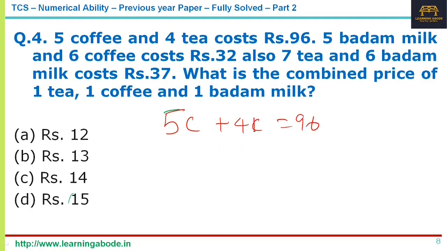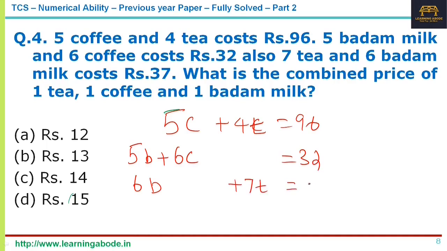5 coffee and 4 tea. Okay, and 5 badam and 6 coffee. Now that's equal to 32, and 6 badam milk and 7 tea, that costs 37. Okay, now what is the question asked is the cost of 1 tea, 1 coffee, and 1 badam milk.